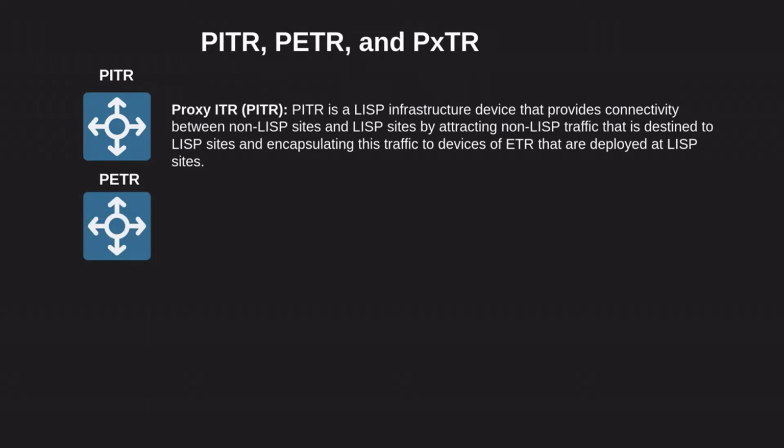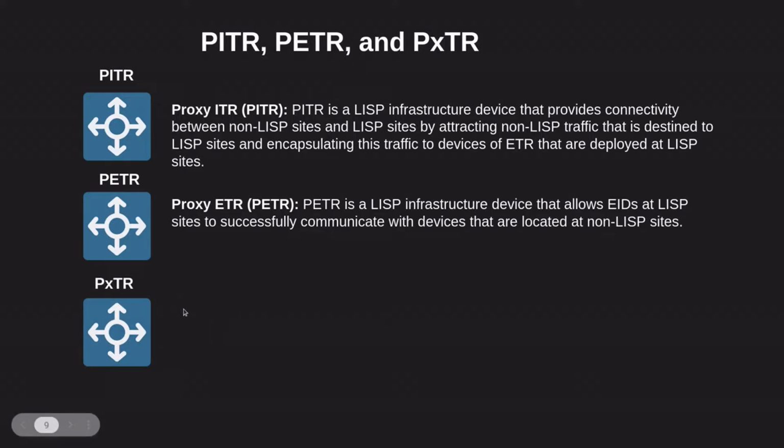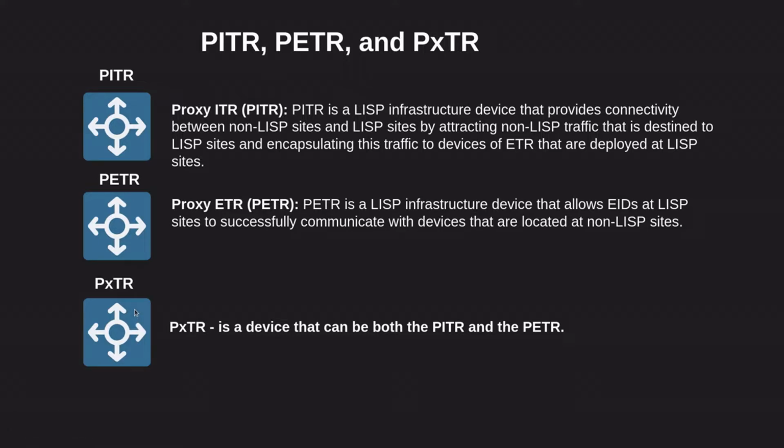The PETR is the proxy ETR, or proxy egress tunnel router, which is another LISP infrastructure device that allows EIDs at LISP sites to successfully communicate with devices located at non-LISP sites. And then we have the PxTR, which does the same function as the PITR and also does the PETR. So it does both functions in just one device. In a lot of locations, they will do this deployment in just one device, so they will have a PxTR instead of a PETR and a PITR, just like the MR and the MS, like we talked about in the previous videos.